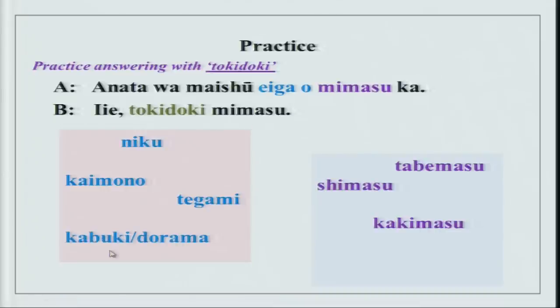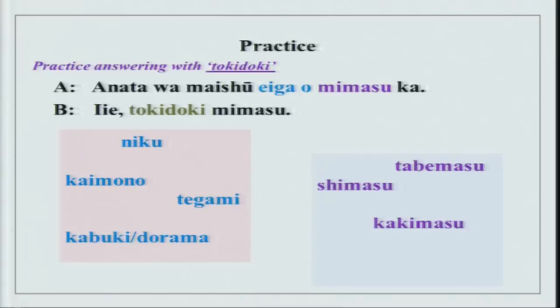In the end, we have kabuki and dorama. Kabuki is the traditional drama form of Japanese where it is similar to our, I would say, Kathakali, because only male characters perform in kabuki all the time. Female characters are not there. All female characters are also performed by male characters. So, that is one specialty of kabuki, and this is a traditional Japanese drama form. So, well, let us see what it is. Mimasu. Anata wa maishu kabuki mimasu ka? Iie, tokidoki mimasu.